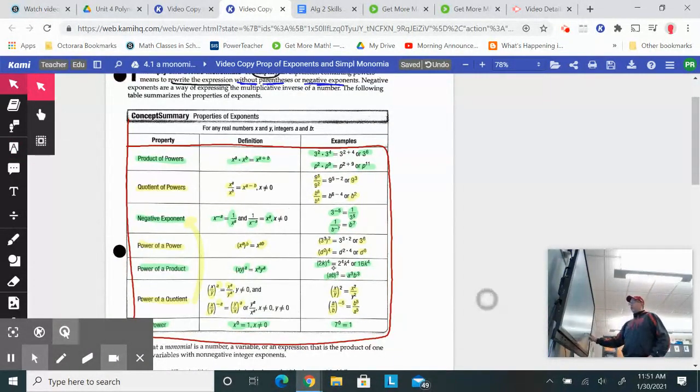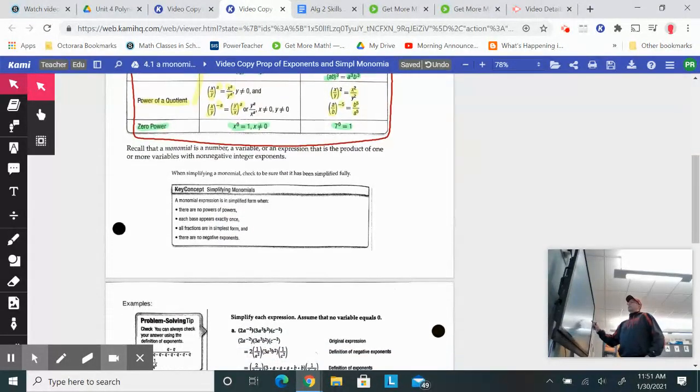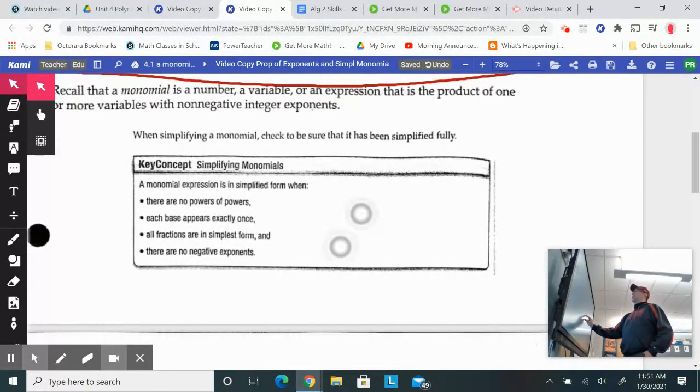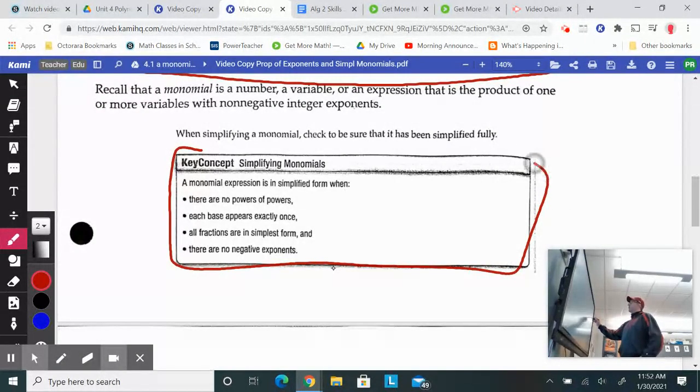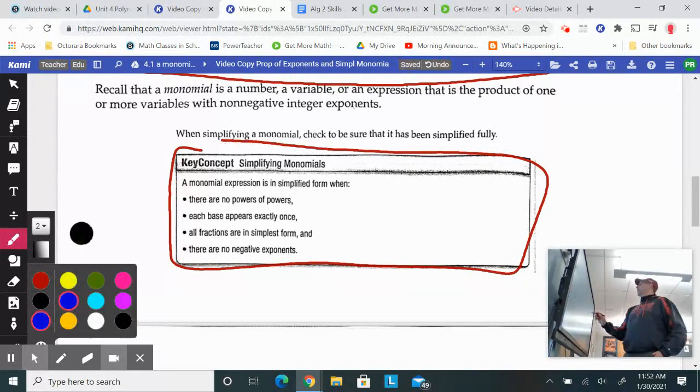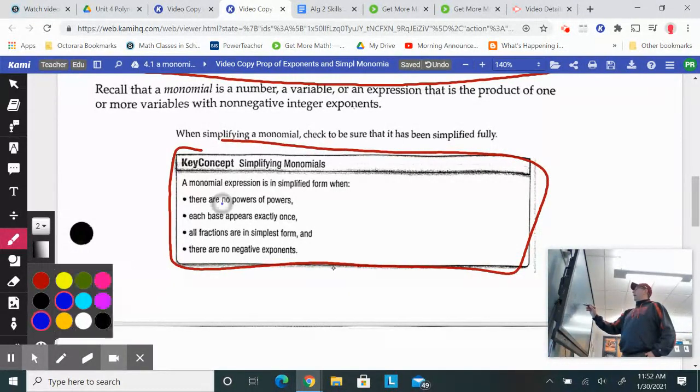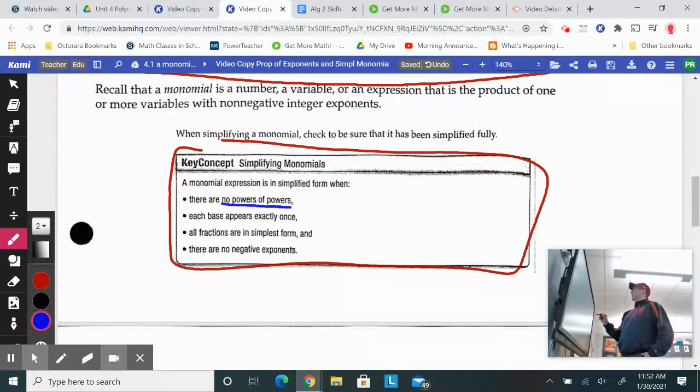Okay, next thing I wanted to show you. We talked about this a little bit earlier, simplifying monomials. Here is a little chart emphasizing what you need to remember when you simplify monomials. First of all, there are no power of powers. That means you don't want any parentheses involved. Each base appears exactly once. All fractions are in simplest form. And there's no negative exponent. I'll give that a tornado underline. No negative exponents.